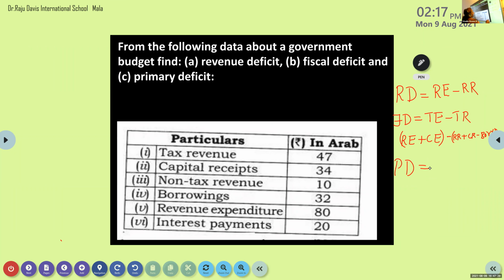How to find out that? Tomlin, please tell. Fiscal deficit minus interest payments. Okay. What is the interest payment given here? 20. Okay, so what is the fiscal deficit?